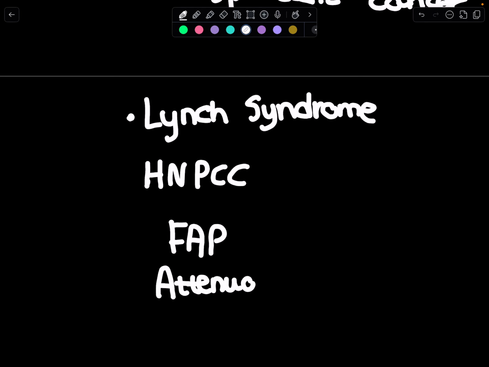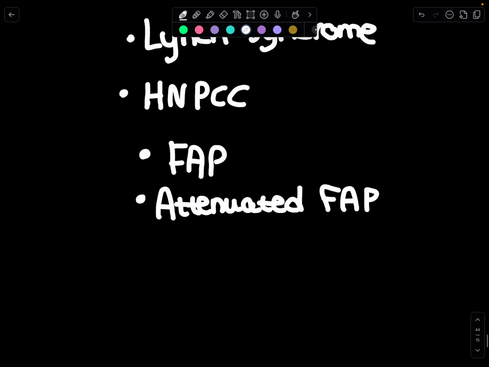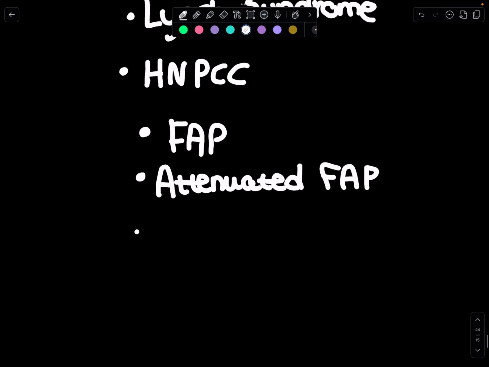Normal familial adenomatous polyposis, FAP, causes hundreds to thousands of colon polyps by adolescence due to severe APC gene mutations, with a near 100% colorectal cancer risk by age 40 if untreated. Attenuated adenomatous FAP, AAP, caused by milder APC mutations, leads to fewer polyps, 10 to 100, later onset, and a lower but still significant cancer risk, often sparing the rectum and requiring less aggressive management.